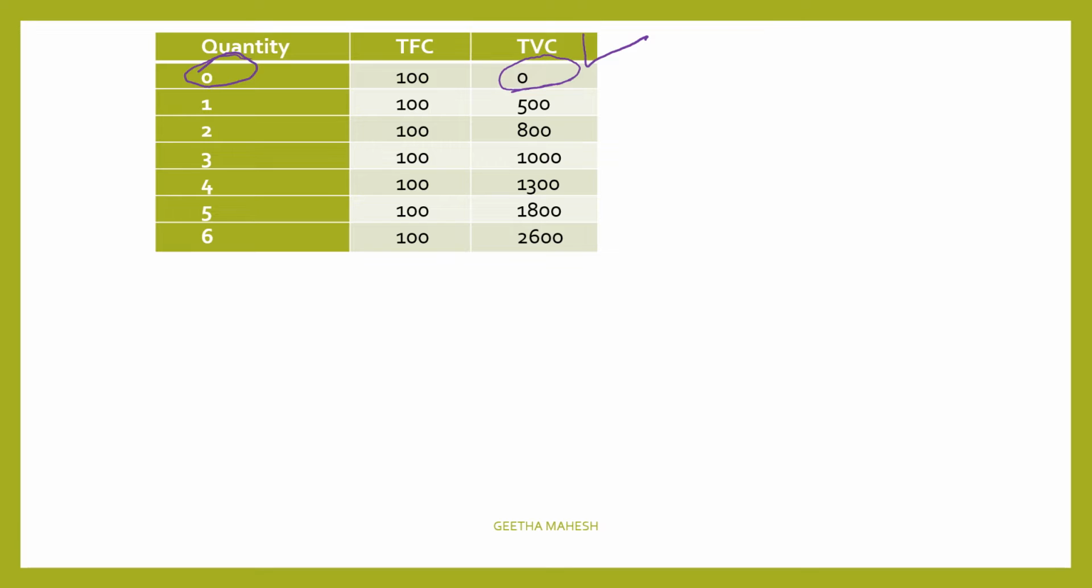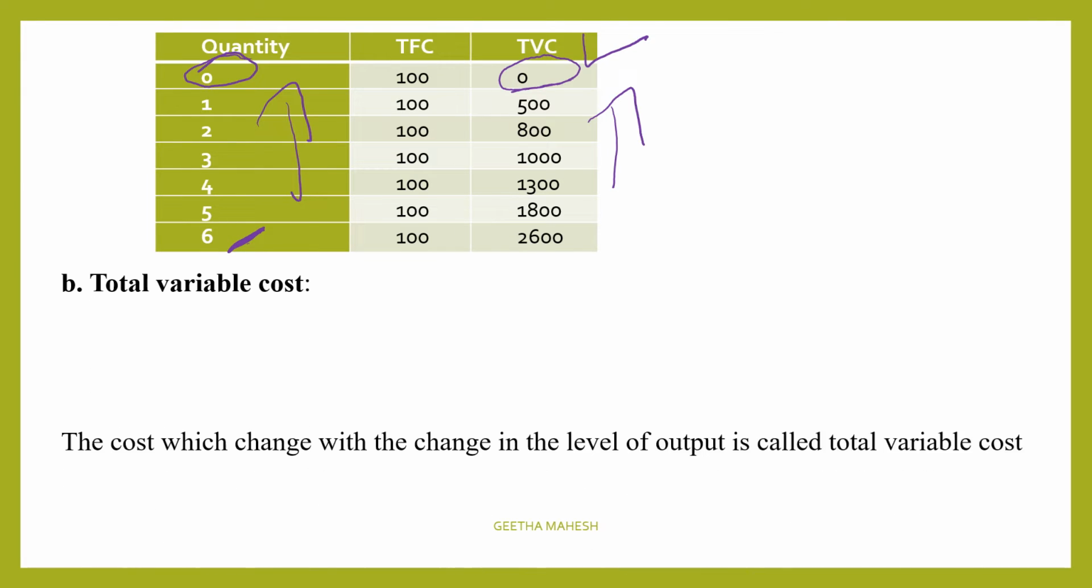So there is no investment on total variable cost. As quantity increases, total variable cost also increases. So total variable cost varies with the level of output. Now let us understand total variable cost.